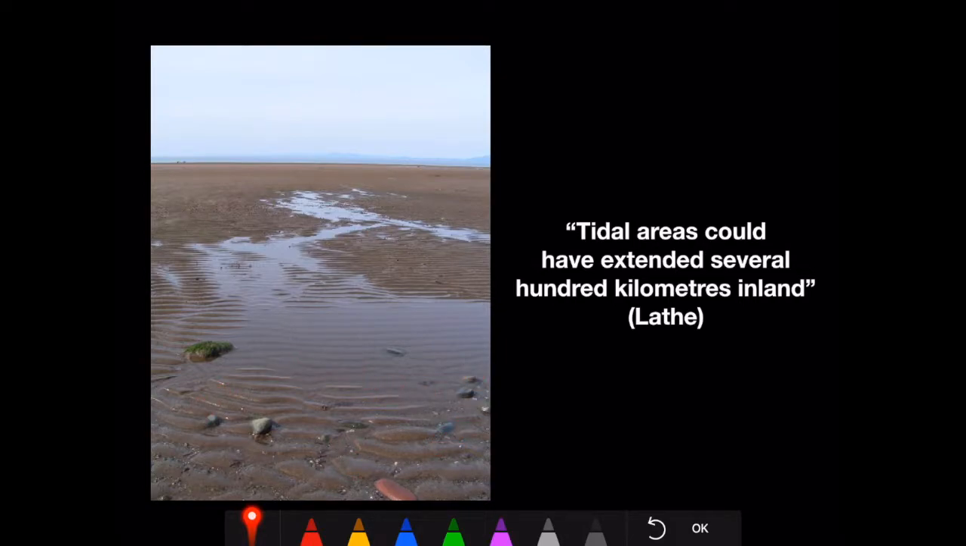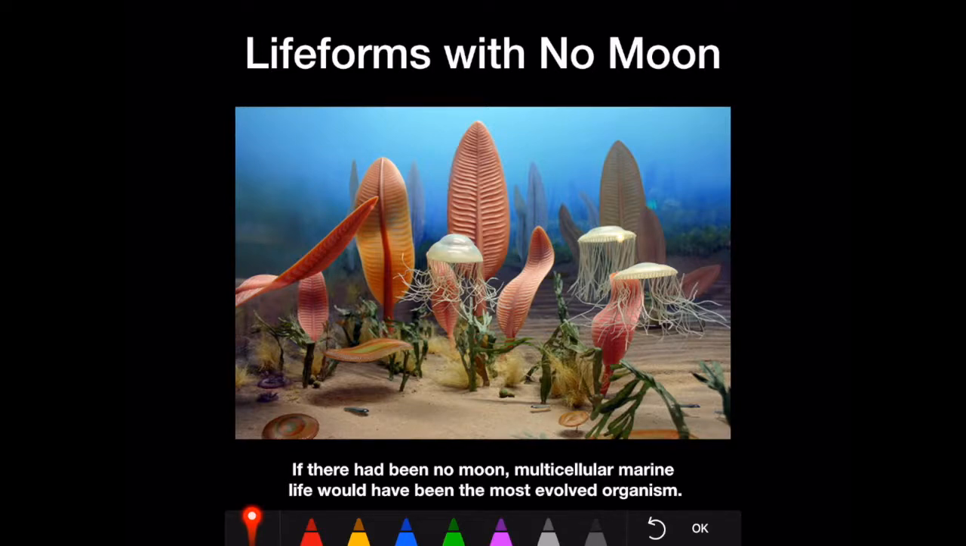This might have been here before, but it could have also brought in organisms, and Lathe suggests that these tides are what help to bring organisms onto land. Richard Lathe also suggests that life forms without a moon would have stayed aquatic due to what we just talked about with the tides.